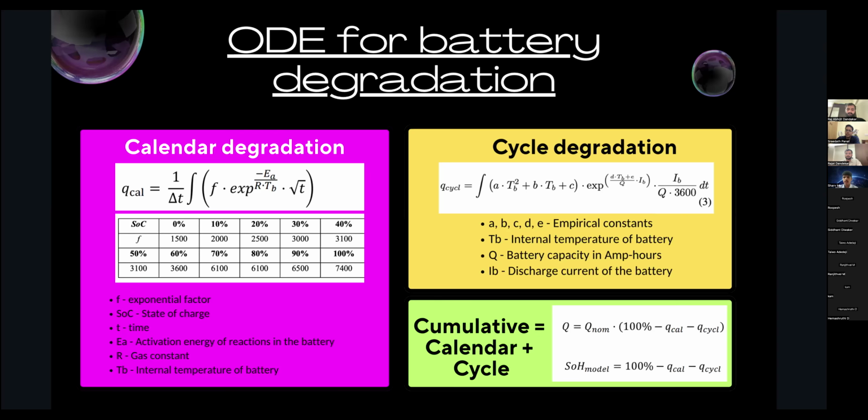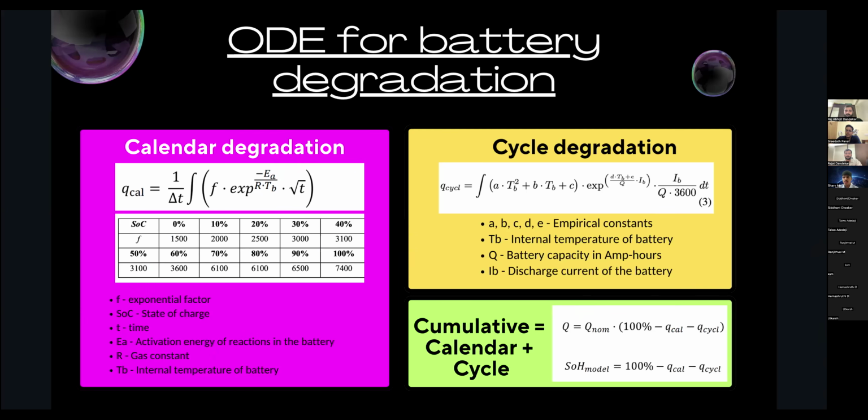It's just like that. And R and EA, these two terms over here, are the gas constant and activation energy respectively. So EA represents the activation energy and R represents the gas constant. The activation energy measures the minimum energy a reaction requires in order to be successful. If there's not enough energy, the reaction won't happen and the collisions won't be successful. So this was the outline of the ODE that we used for calendar degradation.